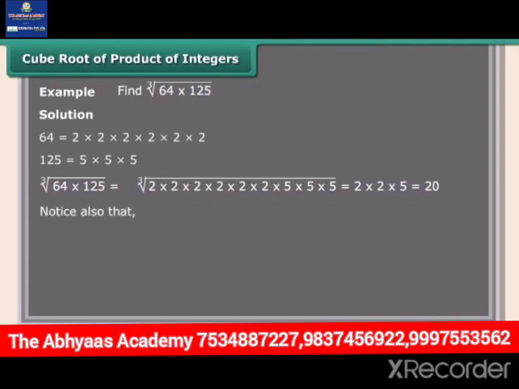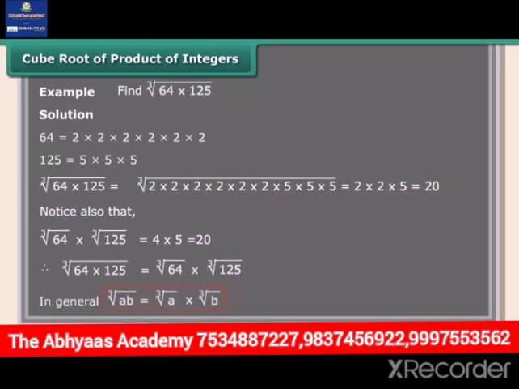Also notice that the cube root of 64 times the cube root of 125 is equal to 4 × 5, which equals 20. Therefore, the cube root of 64 × 125 is equal to the cube root of 64 times the cube root of 125. In general, the cube root of ab is equal to the cube root of a times the cube root of b.